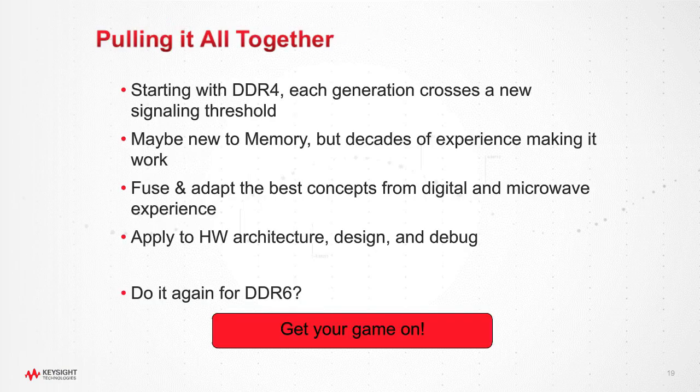So let me pull all of this together here, leave some time for questions if you have any. Starting with DDR4, I think we've hit a new zone here where basically each generation of DRAM is forcing us to cross into a new threshold of signaling technology. And so the days of being in the old comfort zone and being able to just look at smaller numbers and deal with smaller numbers for things like setup and hold time are really going away. And this is even true for embedded designs as they start having to look at going from DDR3 to DDR4.